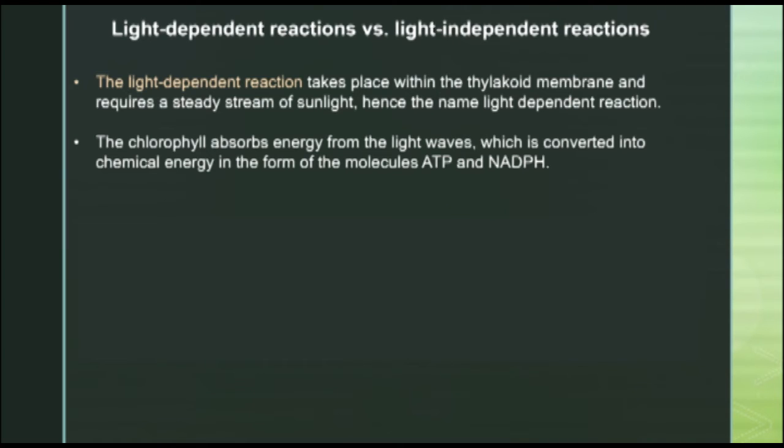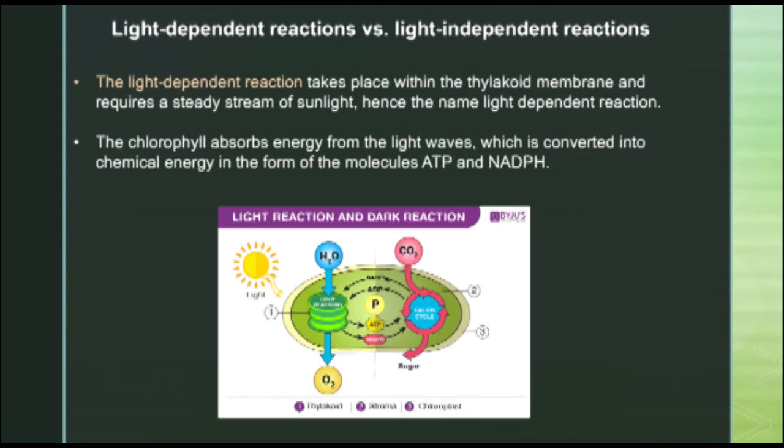Photosynthesis can be identified as two reactions. One is the light reaction and the second one is the dark reaction. The light dependent reaction takes place within the thylakoid membranes and requires a steady stream of sunlight, hence the name light dependent reaction. The chlorophyll absorbs energy from the light waves, which is converted into chemical energy in the form of the molecules ATP and NADPH.